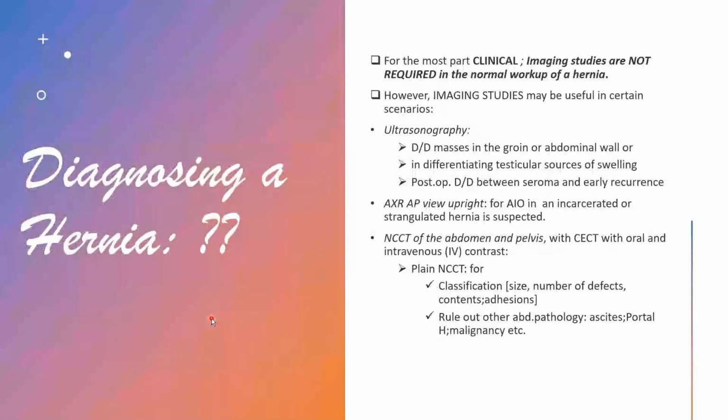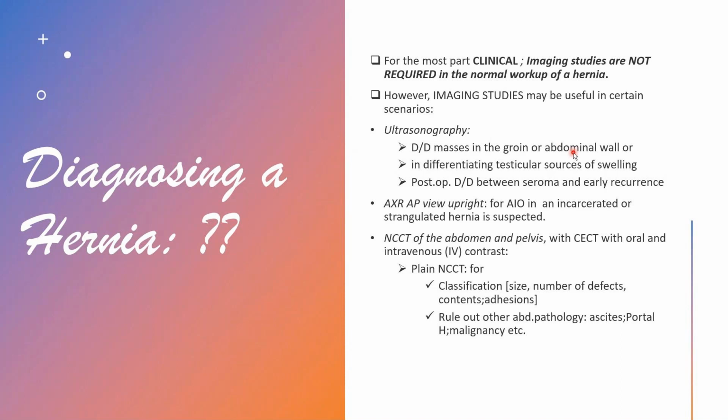Now coming to the diagnosis of hernia. For the most part, the diagnosis of hernia is almost always clinical. Imaging studies are not usually required in the normal workup, unless you've got a specific scenario where you'd like to go in for an imaging study. For example, ultrasound may be required when you have to differentially diagnose a mass in the groin or abdominal wall from a hernia, right?